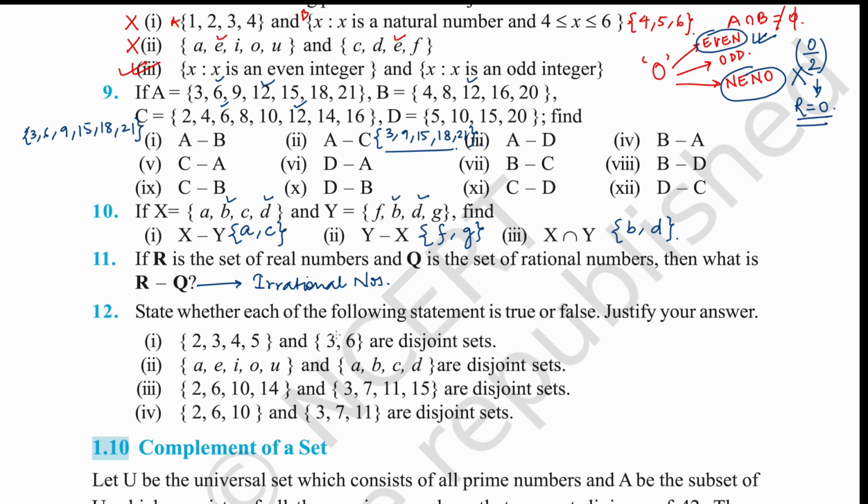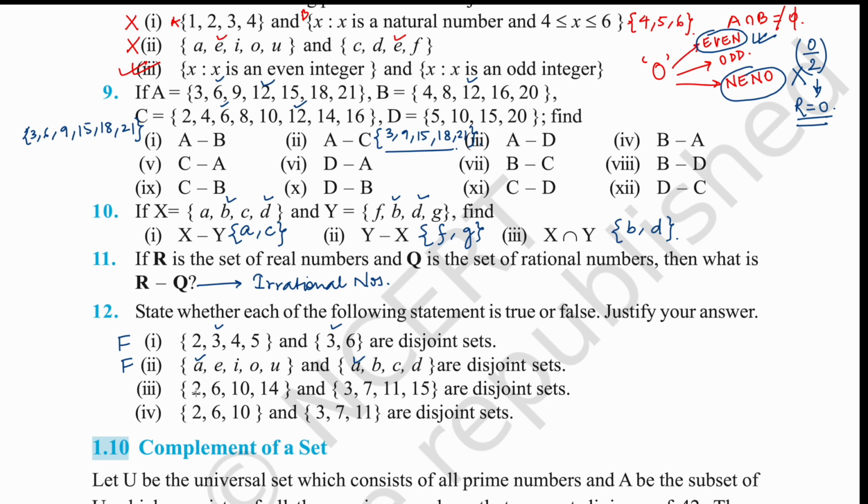Here we have to say whether each of the following statements is true or false, right? So this and this are disjoint sets? I can clearly see that 3 is common between the two. So this is a false statement. This and this are disjoint sets? Clearly a is common between the two. I am not going to see the rest because two disjoint sets cannot have an element common between the two.